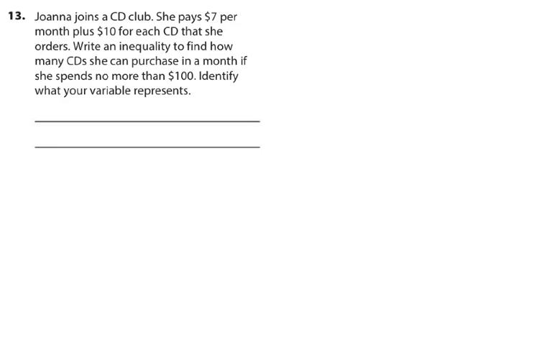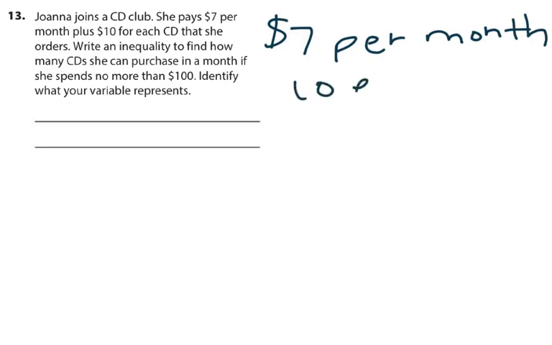Joanna joins a CD club. I don't think that's around anymore. Just think of Blu-rays or something like that. Anyway, Joanna joins a CD club. She pays $7 per month plus $10 for each CD that she orders. Write an inequality to find out how many CDs she can purchase in a month, 1 month.